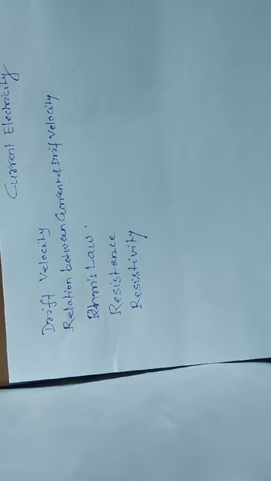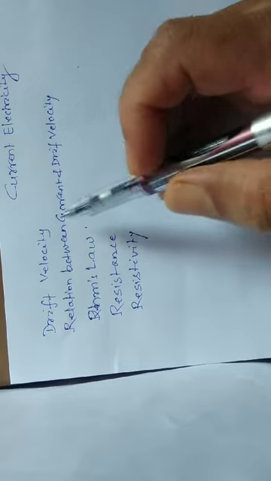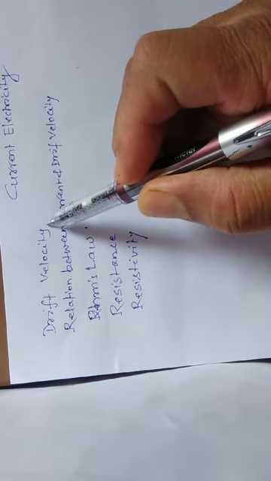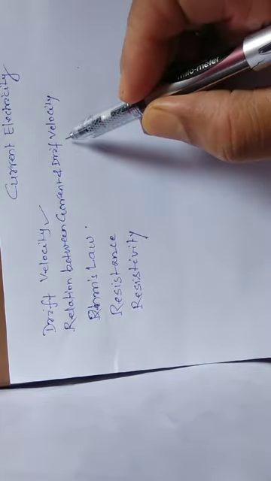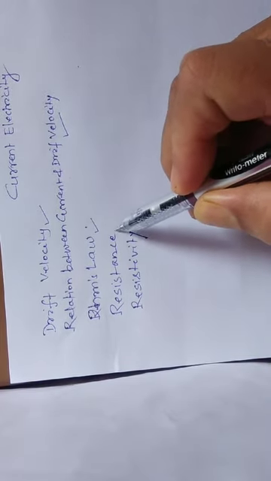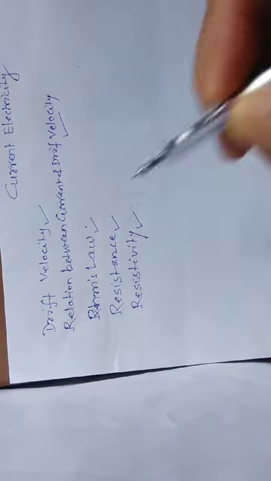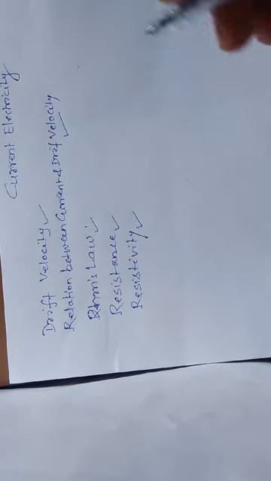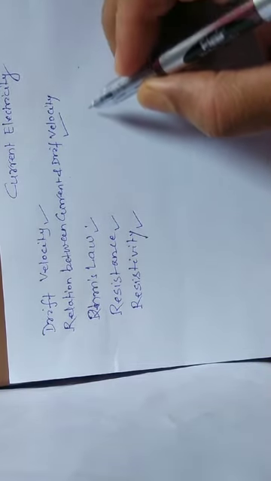Here in this video, we will discuss the microscopic view of current and other details of the chapter current and electricity. Here first we will discuss drift velocity, the relation between current and drift velocity, Ohm's law, resistance and resistivity. So let us begin our discussion.